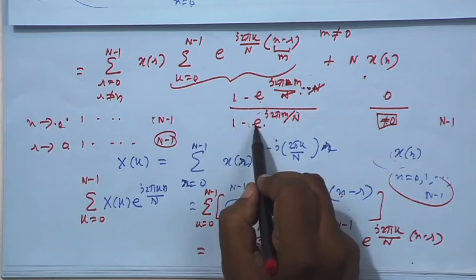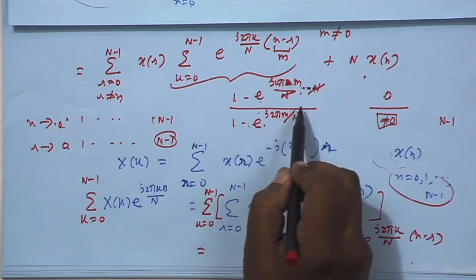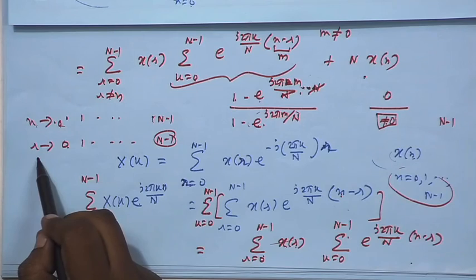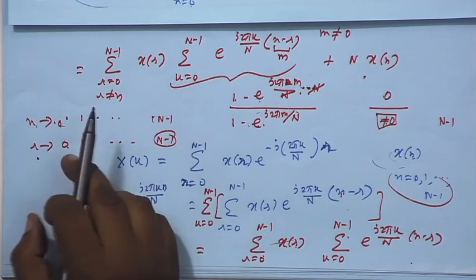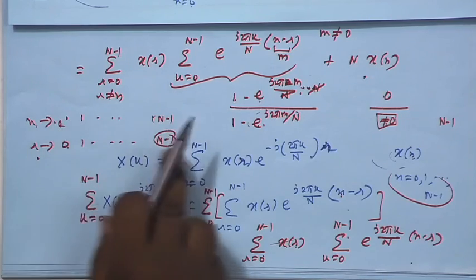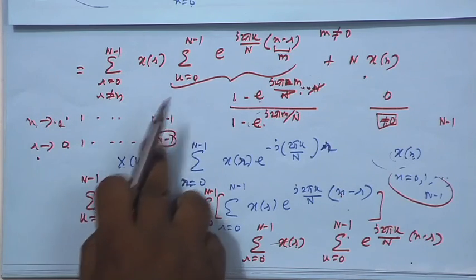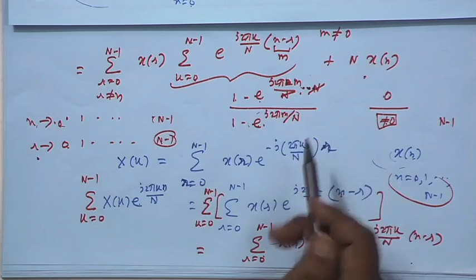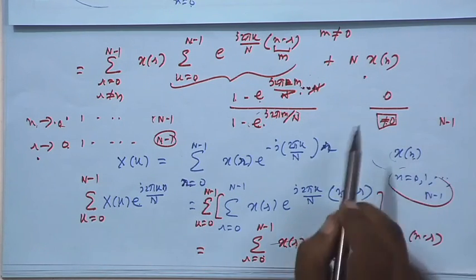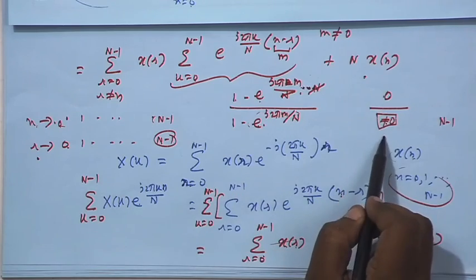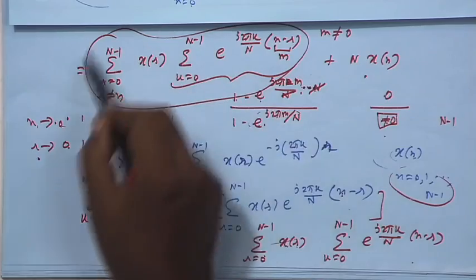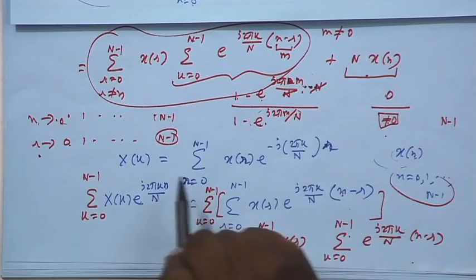For it to be 0, either m is 0, not possible, or m equal to capital N, which is not possible because m is n minus r. The maximum is either maximum n and minimum r, or vice versa, which is capital N minus 1 minus 0, or 0 minus capital N minus 1. In either case, it cannot be equal to capital N or minus capital N. So, the denominator cannot be 0, and 0 by something non-zero is 0. So, this whole part disappears, which means I am left with capital N into x n.